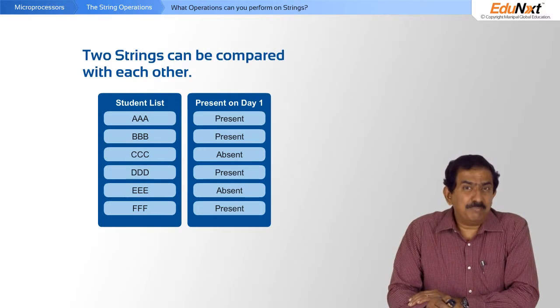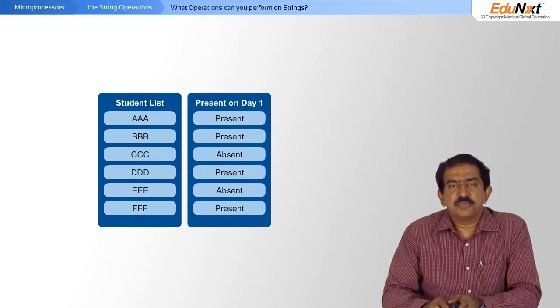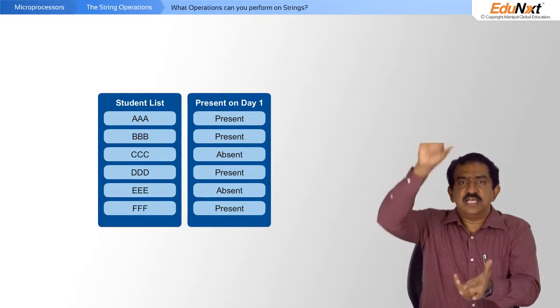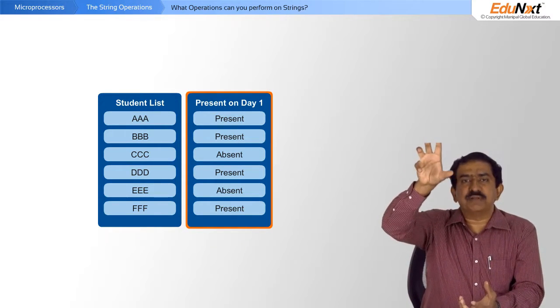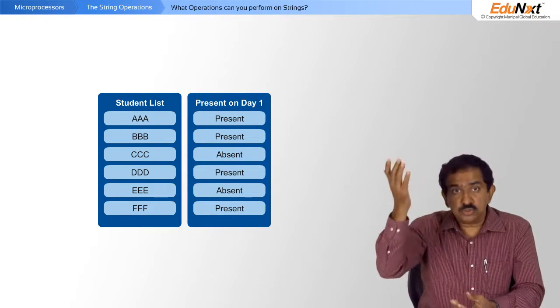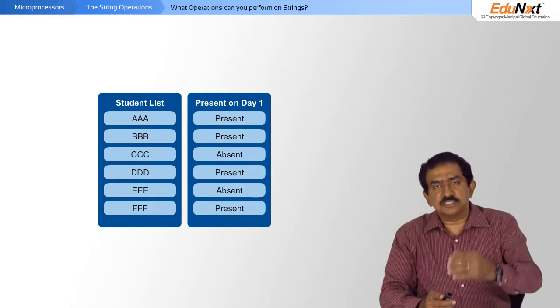You can also compare two strings with each other. What you're really doing is, so let's say in one area you got the list of all the students, and then you got a list of all the students who are present in the class on one day. Is it the same list? Are all the students really present? It can be done automatically. Obviously, this is a trivial example.